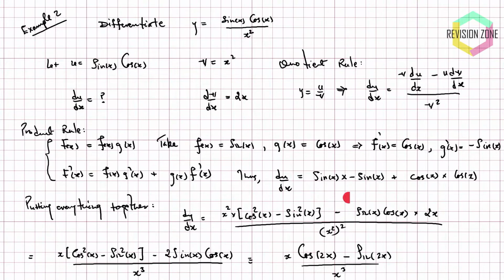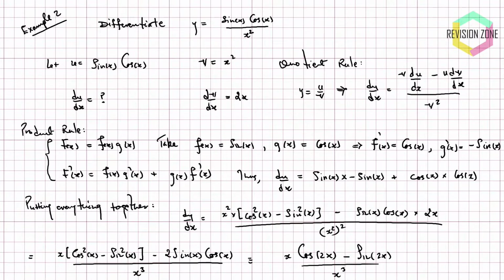So here we've been able to work out our du by dx, and now we can put all of that into here. First of all, I want to write down v times du by dx. But what's my v? My v is just x squared, and my du by dx is this function here. So it's going to be x squared times cos squared minus sine squared, because this thing here is basically minus sine squared plus cos squared, but that's exactly the same as cos squared minus sine squared. So the first part of the formula makes sense.